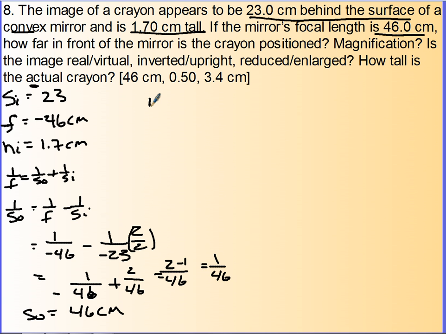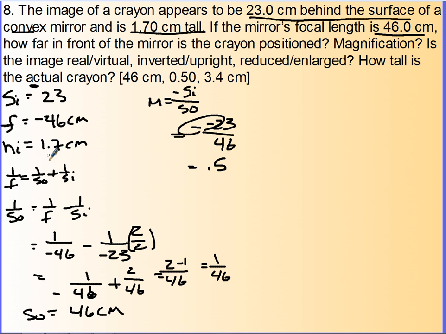All right, magnification is minus SI over SO. My image distance is negative 23. My object distance is 46. These are positive. 23 divided by 46 is 0.5.